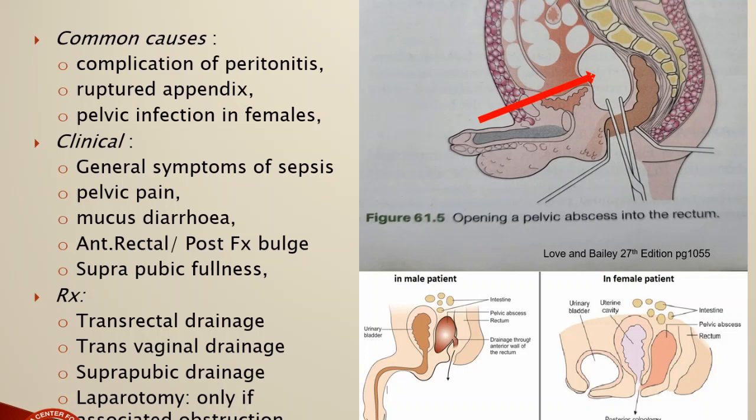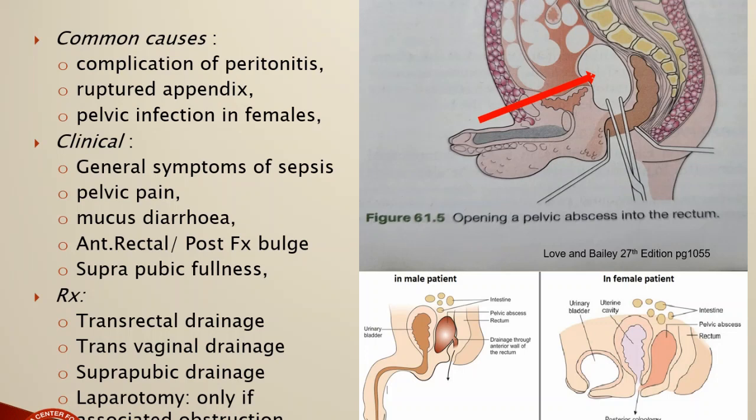Clinically, how does it appear? Apart from the general symptoms of sepsis, there could be pelvic pain, that is suprapubic pain. What is very characteristic is a mucus diarrhea. The patient is passing stool a number of times, but instead of having any fecal content in it, it is purely mucus and mucus only, which is a sine qua non of a pelvic abscess, right? Anterior rectal or posterior fornix bulge in a female, anterior rectal whether it's a male or female, and suprapubic fullness could be found in a patient of pelvic abscess.